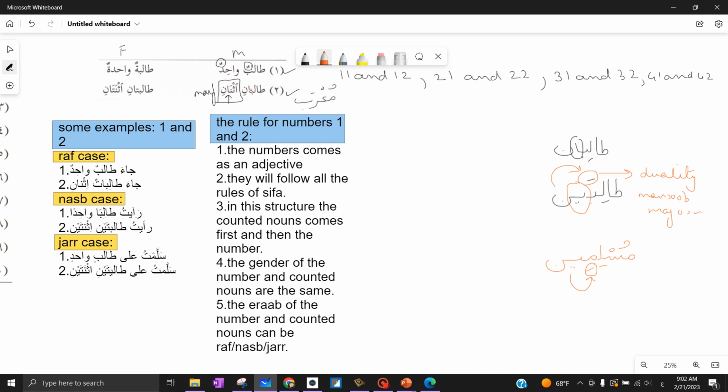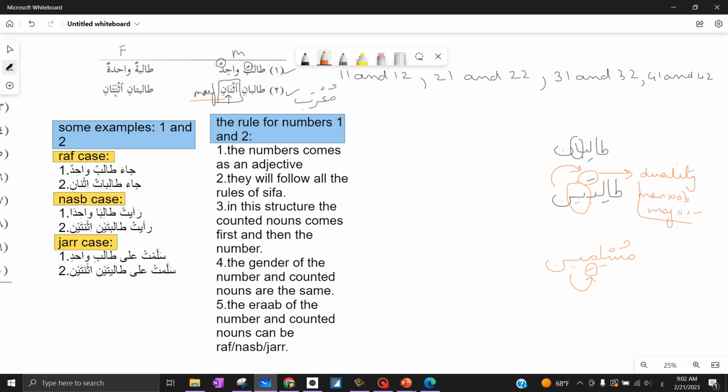So here it is in marfu case. As we can see, with alif it shows marfu. With ya and fatha it shows mansub and majrur case. So let's see for feminine. Same thing goes for feminine. Talibatun wahidatun.